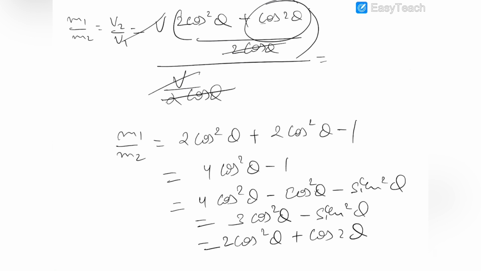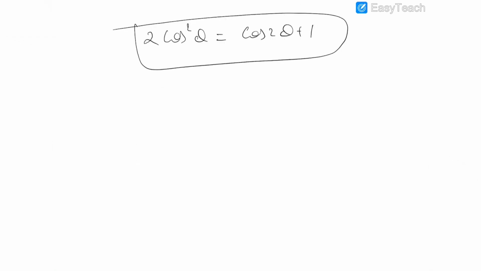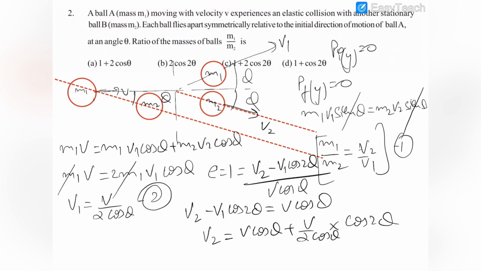Now you can substitute that 2 cos square θ is equal to cos 2θ plus 1. We know this identity. So you can substitute this value here, and finally I am writing it with red color, it would be 2 cos 2θ plus 1. So the final answer will be 2 cos 2θ plus 1, and the correct option will be option number C.